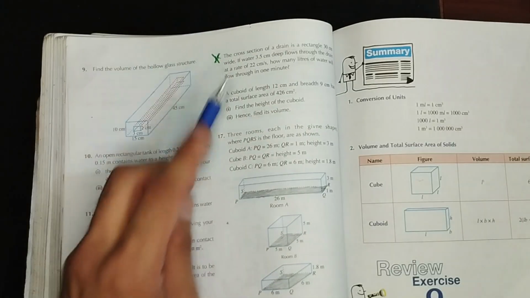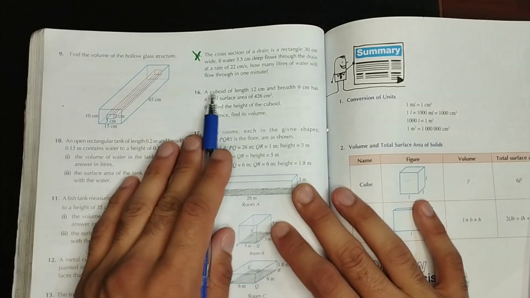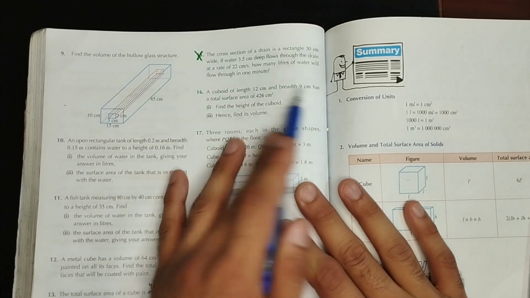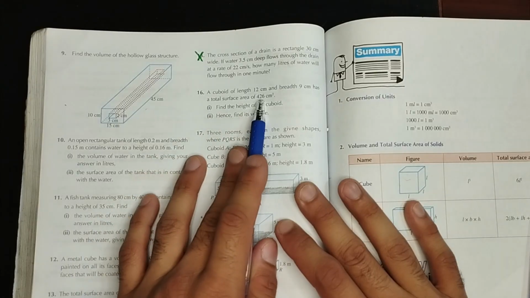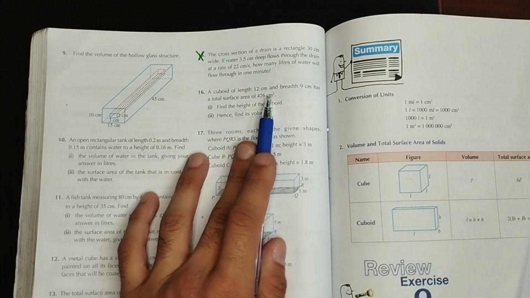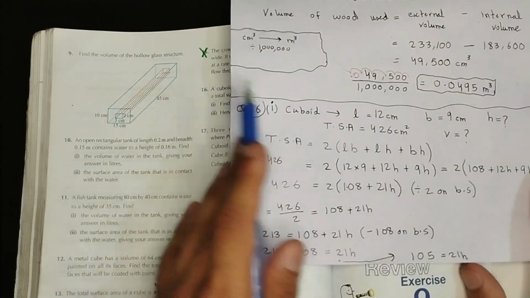We're going to go to question number 16. Question number 16, again, start by understanding the question. It's pretty simple. We have a cuboid of length 12 centimeter and breadth 9 centimeter. It has a total surface area of 426 square centimeter, right?